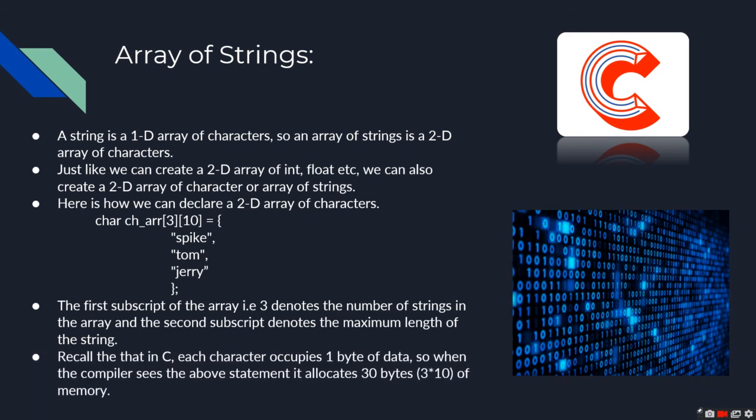Recall that in C, each character occupies 1 byte of data. So when the compiler sees the above statement, it allocates 30 bytes of memory. This was it about strings.